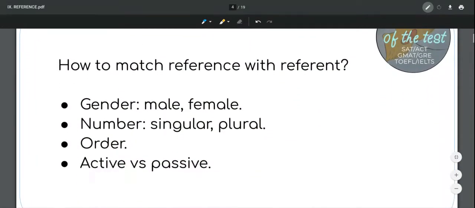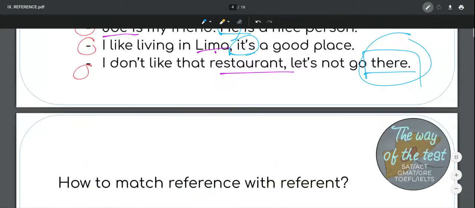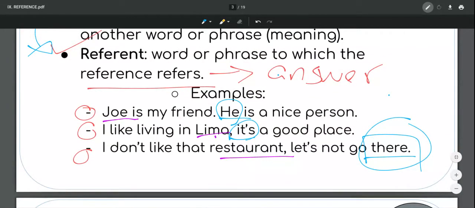Okay, so how do we match the reference with the referent? If you notice here, usually the referent for the reference will be in the previous sentence. So the referent for he was in the previous sentence, Joe, the referent for it was in the previous sentence, and for there was in the previous sentence too. Now, in these examples that I gave, there was only one referent for each reference, right? So there was only one Joe for a he, there was only one Lima for an it, and only one restaurant for a there.